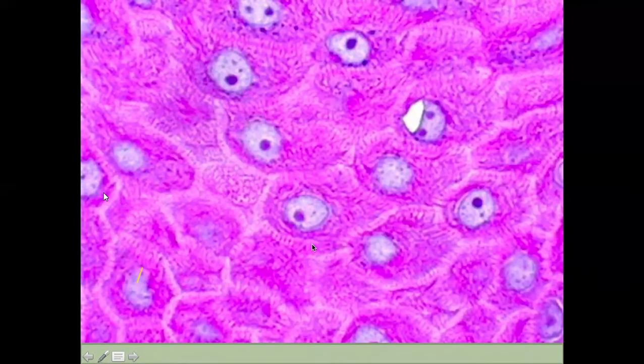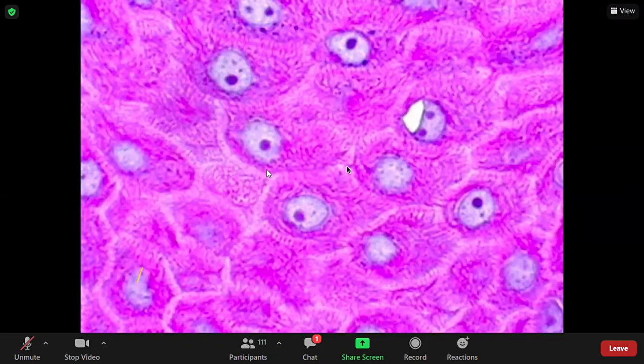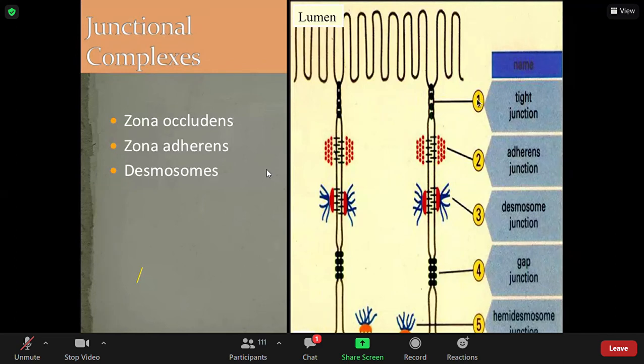Just like ito ang mga desmosome. This is one cell, another cell. So ang parang nag-join sa kanila ay mga desmosome sa skin. So this is also known as the intercellular bridges. Kasi parang nag-bridge sila from one cell to another. So if you look at this under electron microscope, these are your desmosomes. So your number one, number two, and number three are called junctional complexes.